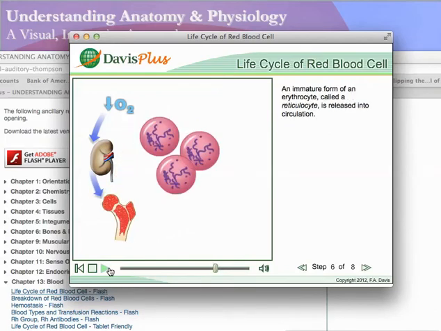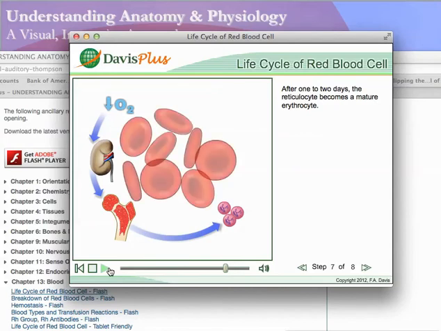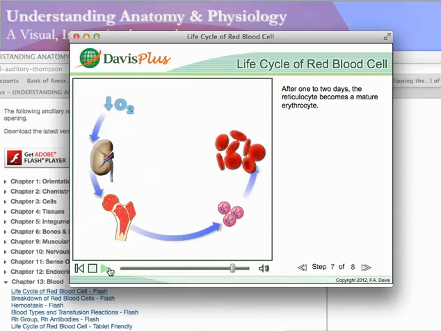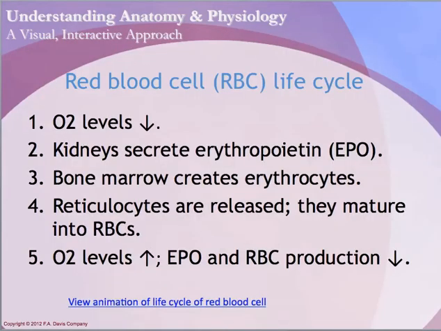An immature form of an erythrocyte, called a reticulocyte, is released into circulation. After 1 to 2 days, the reticulocyte becomes a mature erythrocyte. As the number of red blood cells increases, oxygen levels rise. Less EPO is produced, and red blood cell production declines. So, a very typical negative feedback cycle.